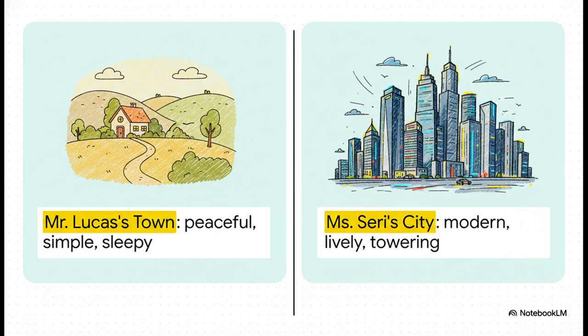Okay, so let's see this in action. Check out the difference just a few words can make. With only 3 adjectives, we get a perfect picture of Mr. Lucas's town. It's peaceful, simple, sleepy. But then, with 3 totally different words, we're suddenly in Miss Sary's city. It's modern, lively, with towering buildings. See that? 2 completely different worlds, created just by choosing the right words.